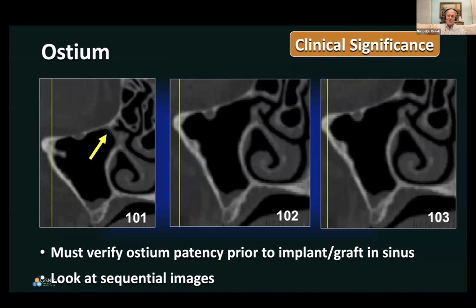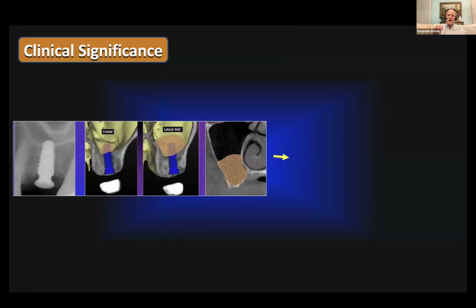Therefore, look at sequential images and verify the patency of the maxillary ostium. Now, when is that significant? It's going to be an SA2, which is on the left where we're going to bump up the membrane. SA3 is when we're going to do a crestal graft and an implant. SA3 can also be a lateral wall and implant placement. And then in the center of your screen is an SA4.